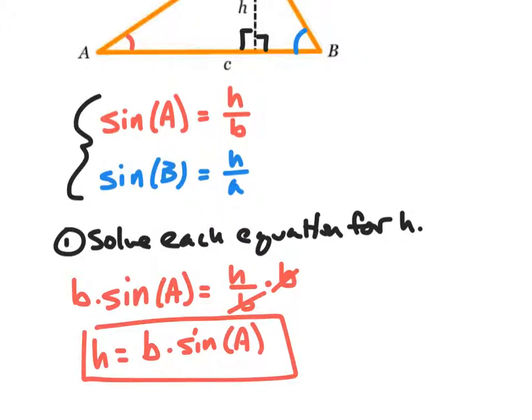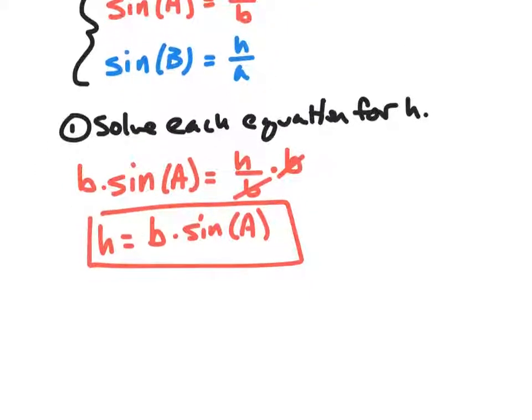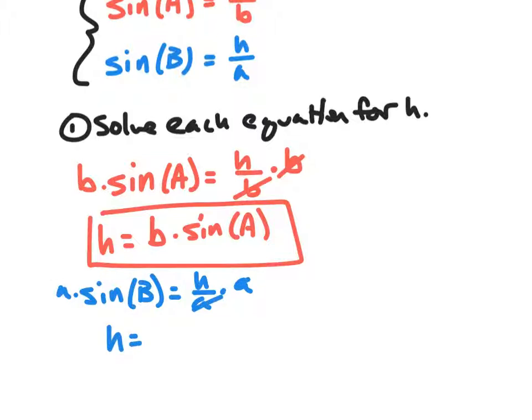The next one I'm going to do is sine of angle B is equal to h over A. Here I'm going to multiply both sides by A and get that h is equal to A times the sine of B.